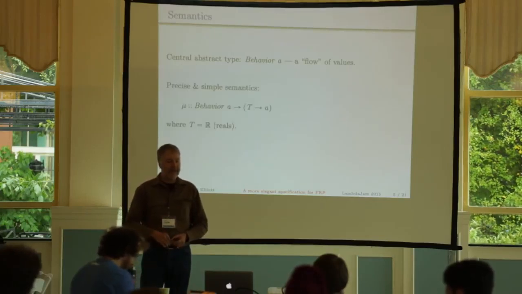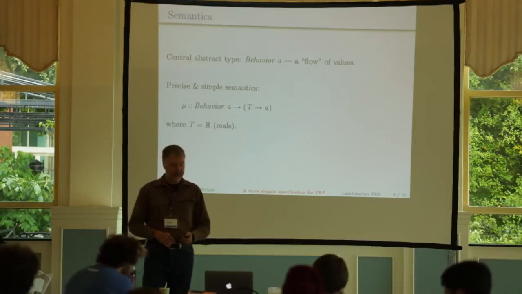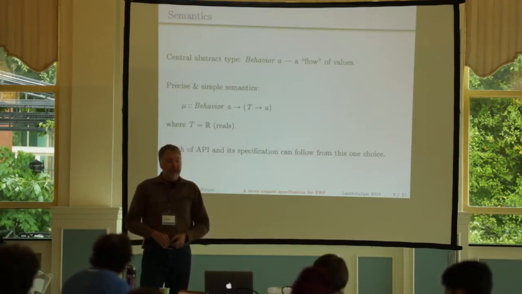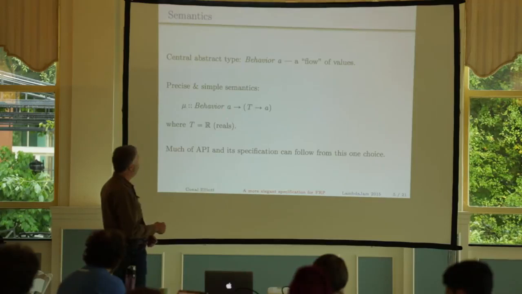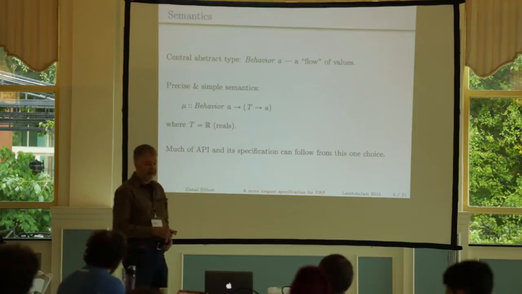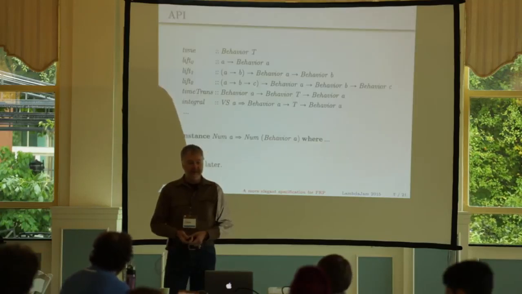So I have this mental model. It's not just a mental model, it's a formal model. The meaning of a behavior is a function from time to alpha. It's critically important that time is reals and not something discrete like integers. And I mentioned that from this one choice, most of FRP can follow. Almost everything that's important is in this one small statement right here: the meaning of a behavior is a function from time to alpha. And so the purpose of this short talk is to show you how that works.